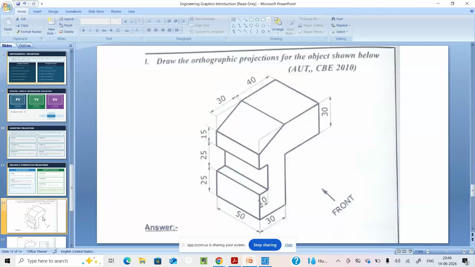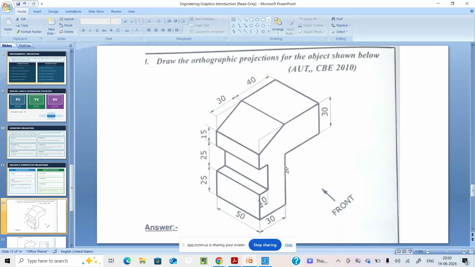Now a simple drawing is there. Now the arrow mark is given. So this is the front view, the given. So to draw the orthographic projection, you should draw the 3 projections, that is the front view, top view and the side view, whichever side is visible for you. So in this particular drawing, you see this arrow mark shows the front view. This is the front view.